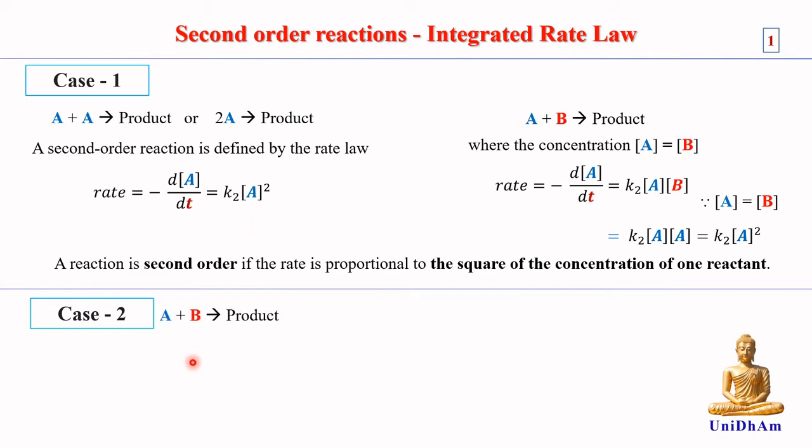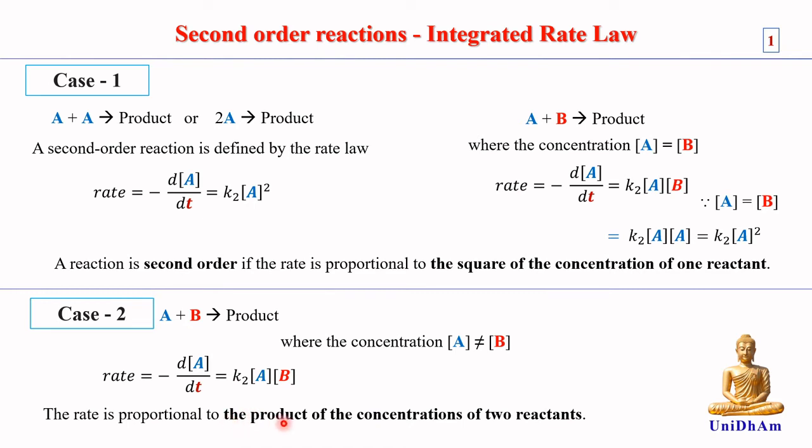In case 2, A plus B gives product, where the concentration of A is not equal to the concentration of B. Here, rate is equal to minus dA by dt, which is equal to K2 into concentration of A into concentration of B. The rate is proportional to the product of the concentration of two reactants, A and B. The rate of the reaction depends on both concentration of A and concentration of B. The order with respect to A is 1, order with respect to B is 1. The overall order is 2.